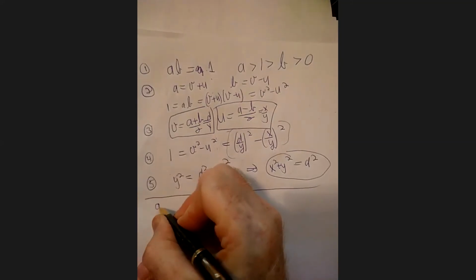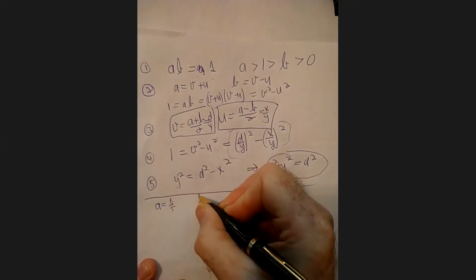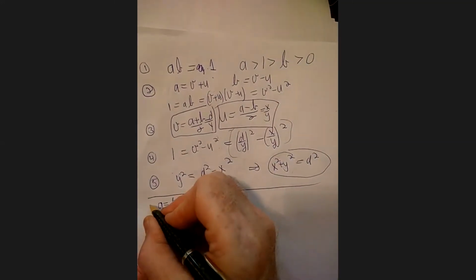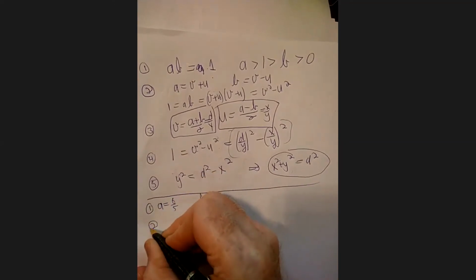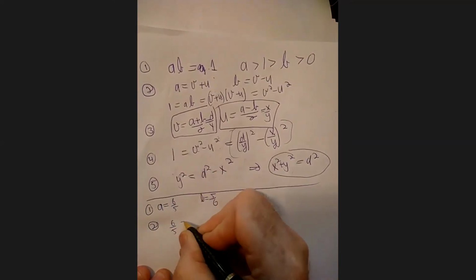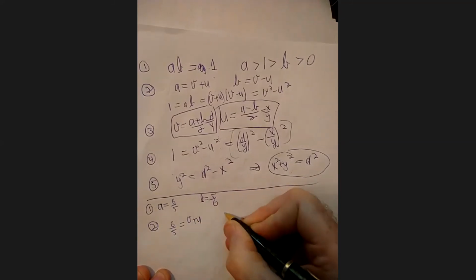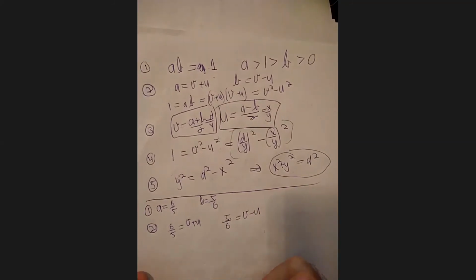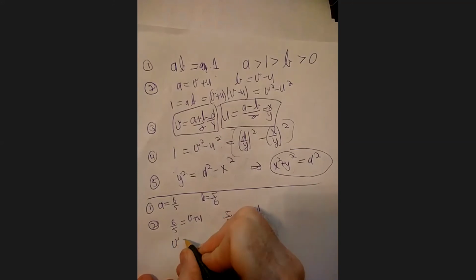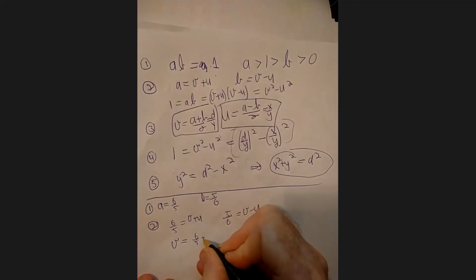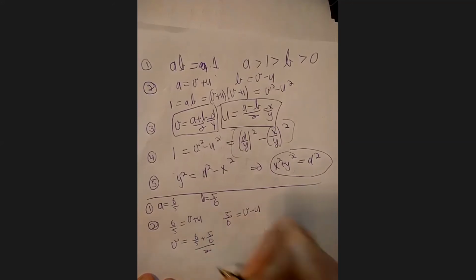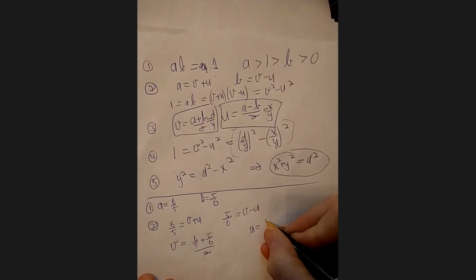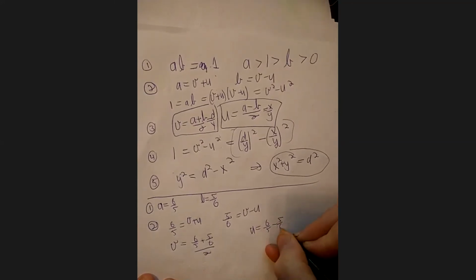So let's do that. A is equal to 6/5 and B is 5/6. So we'll go through the second step. We set 6/5 equal to V plus U, and 5/6 is equal to V minus U. And then that means V is going to be equal to 6/5 plus 5/6 over 2, so the average of the sum. And U is going to be equal to 6/5 minus 5/6 over 2.